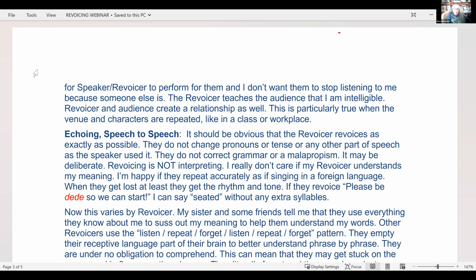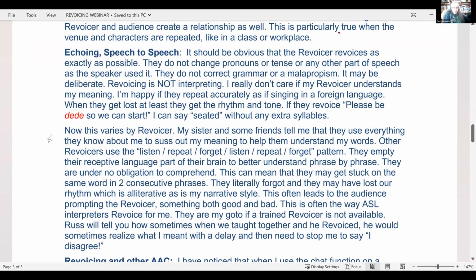Other revoicers use the listen, repeat, forget, listen, repeat, forget pattern. They empty their receptive language part of their brain to better understand phrase by phrase. They are under no obligation to comprehend. This can mean that they may get stuck on the same word in 2 consecutive phrases. They literally forgot, and they may have lost our rhythm, which is alliterative, as is my narrative style.